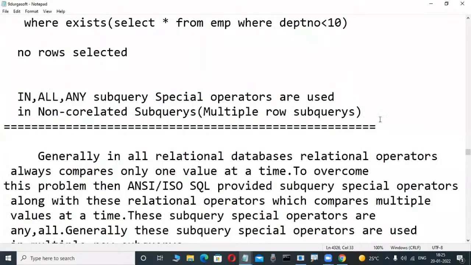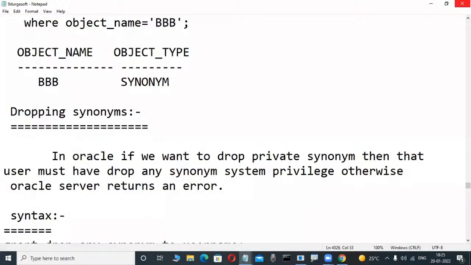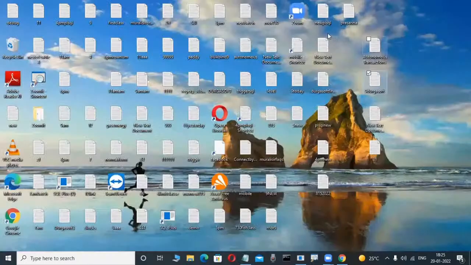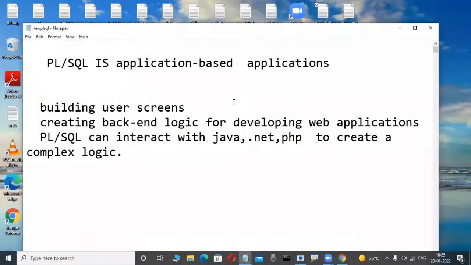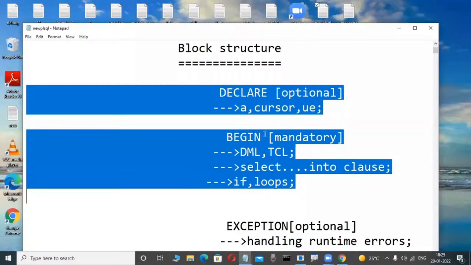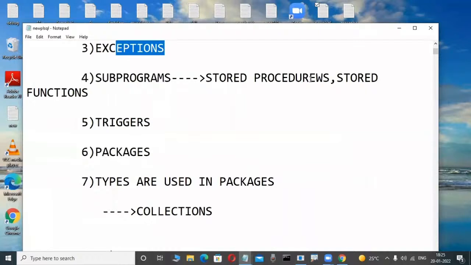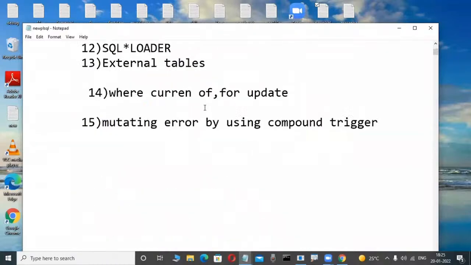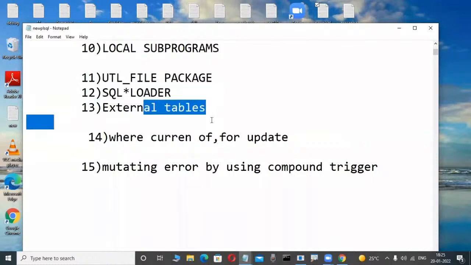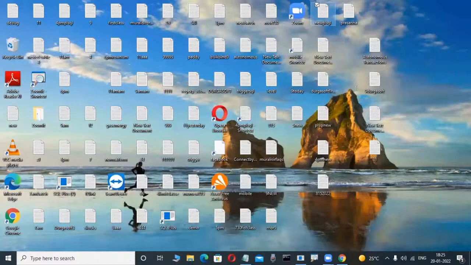Don't worry. Then database objects, so many things are there, and these are big concepts. Again PL/SQL means a little bit of coding. Don't be afraid. In PL/SQL you write this type of coding: cursors, exceptions, stored procedures, stored functions, triggers, packages, types, collections, bulk bind, ref cursors, local subprograms, UTL file packages, SQL Loader, external tables, so many things like this. So much syllabus is there.